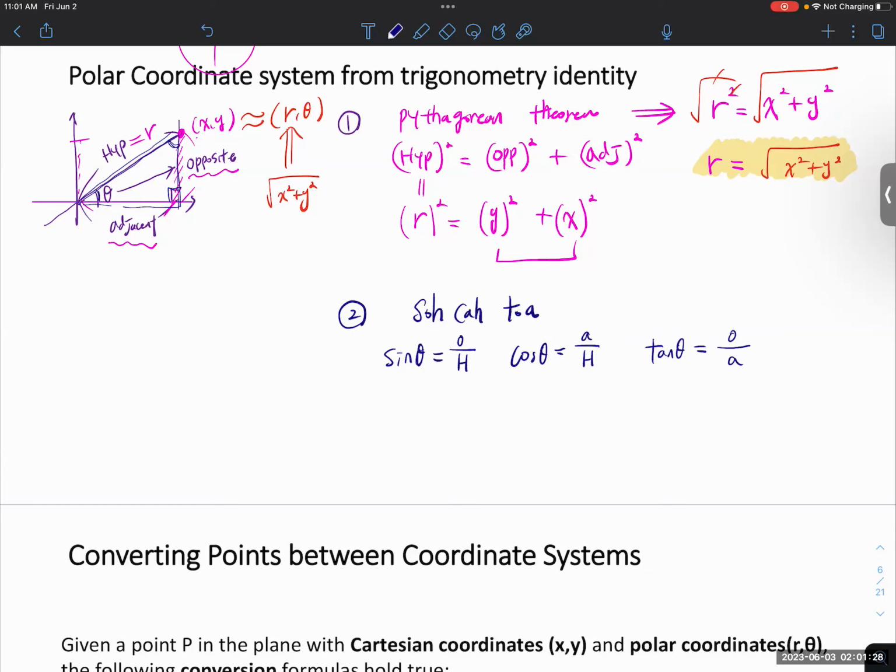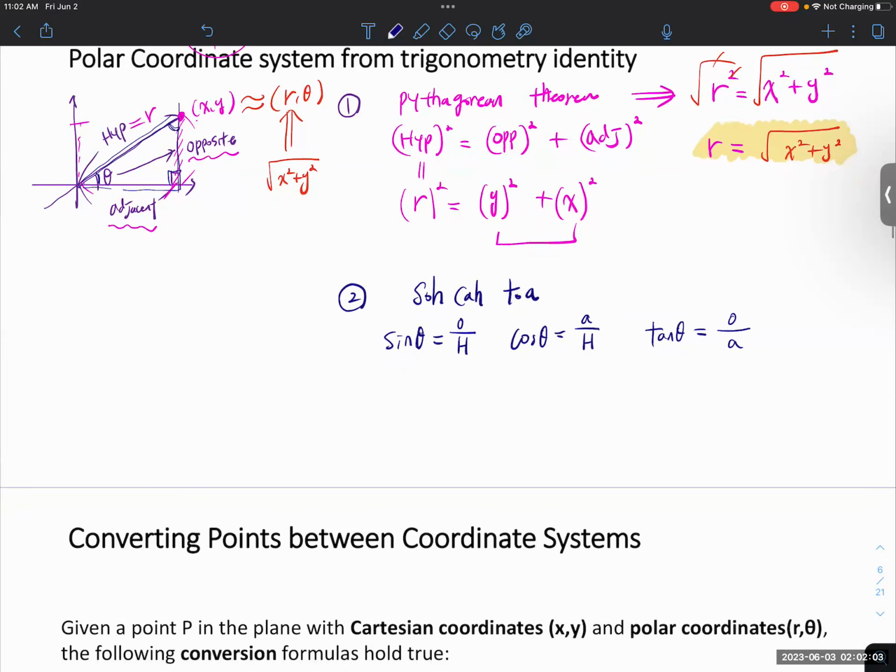So SOHCAHTOA just allowed us to find the sine angle that is between opposite and hypotenuse, the cosine angle that is between adjacent and hypotenuse, and the tangent angle that is between opposite and adjacent, because we have three different angles inside of the right triangle. So by using SOHCAHTOA, you can find sine, cosine, and tangent. That's what you learn in trigonometry. Why am I using it? Because we have a similarity between this trigonometry and the polar coordinate system.